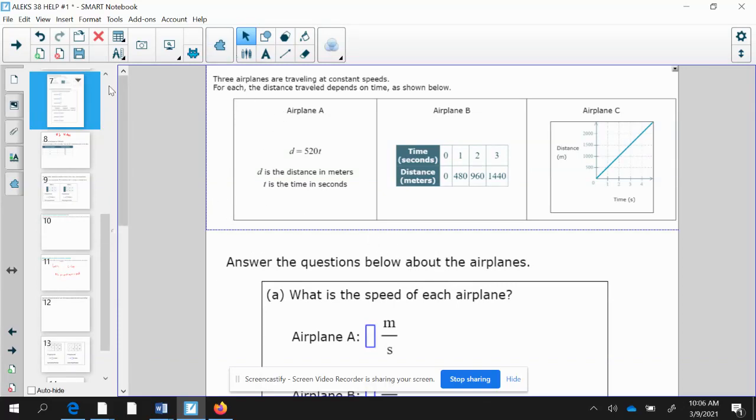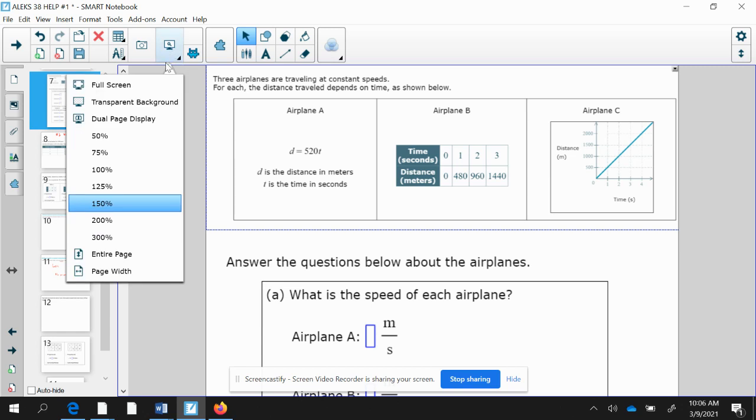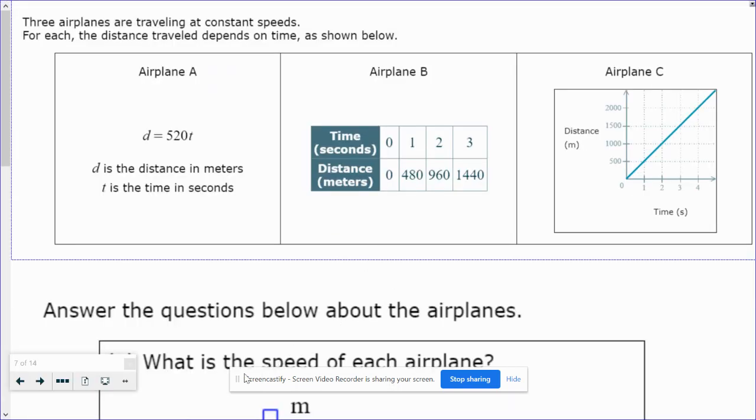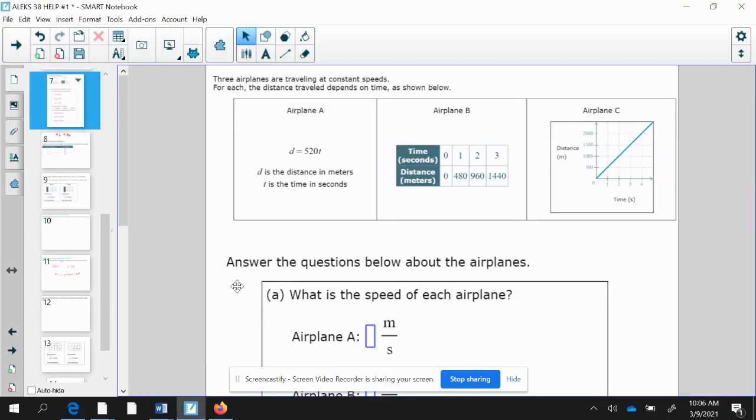I'm going to be going over another problem that I think is pretty difficult and can be a little confusing. It's problems like this. You may see a problem that gives you three scenarios. One's an equation, one's a table, and one is going to be a graph. And your job is to figure out what is the constant of proportionality for each of these. So let's take a look.